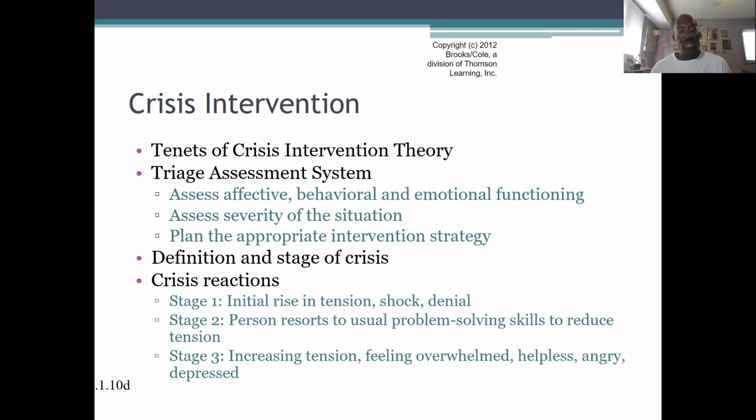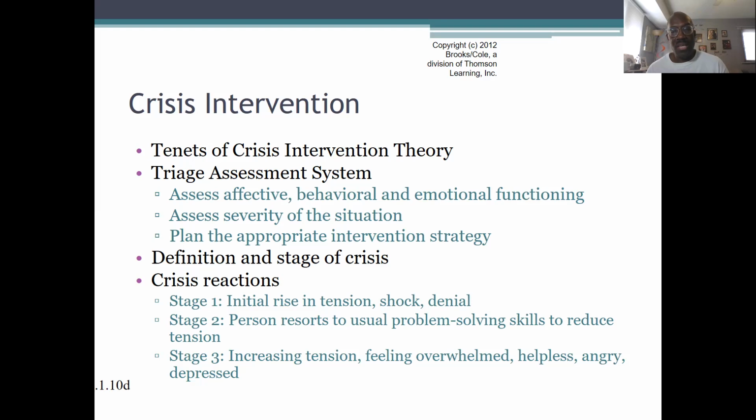And then the third step is usually the increased tension, feeling overwhelmed, helpless, and angry and depressed. So when you've got a crisis, you've got people who have had their worlds pretty much altered in a short space of time with some fairly traumatic things that could happen to them. A crisis could involve domestic violence. It could involve someone being seriously injured. It can involve life-threatening behavior on the part of the folks who are involved.